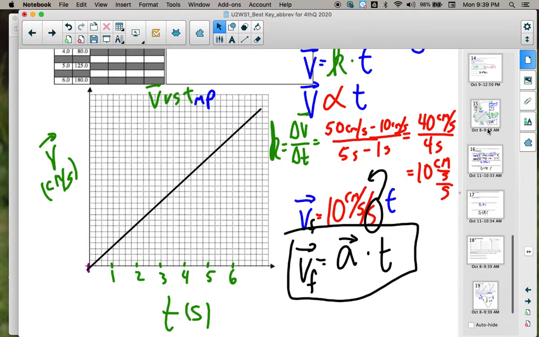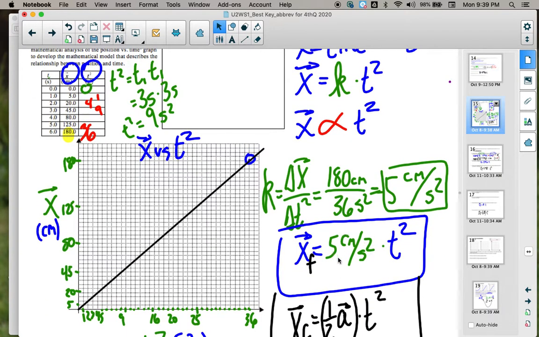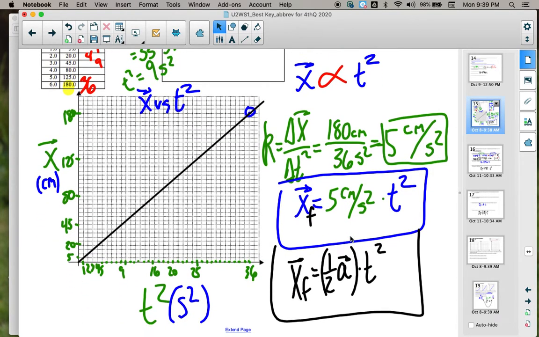Well, using the exact same data, when we built a position versus time squared graph, we only got a slope of 5 centimeters per second squared, which is half of the other slope. Since the other slope was the acceleration, 5 is half of 10, so that means the slope of a position versus time squared graph is 1/2 the acceleration.